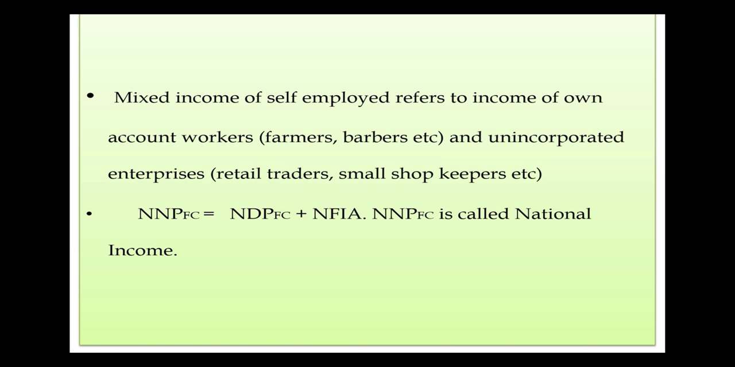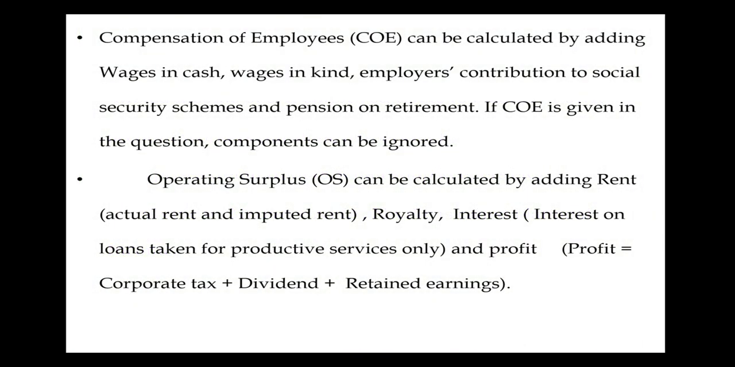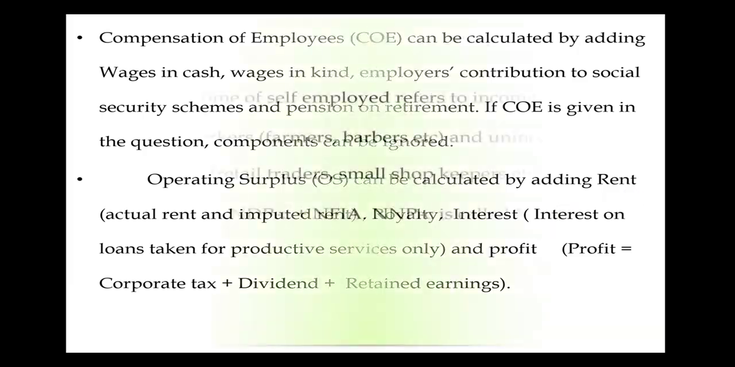So, if we want to find net national product at factor cost, we will take NDP at factor cost plus NFIA, that is net factor income from abroad, and we come to calculate the national income. This NNP at factor cost is also called the national income. I hope you understand this. There are three main components: compensation of employees, operating surplus, and mixed income.